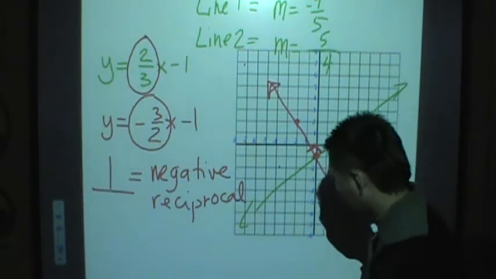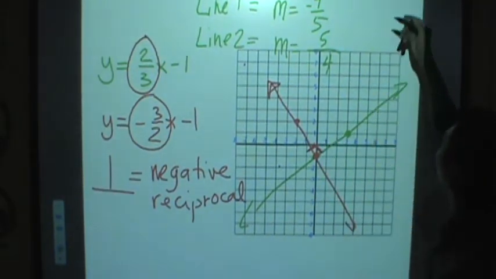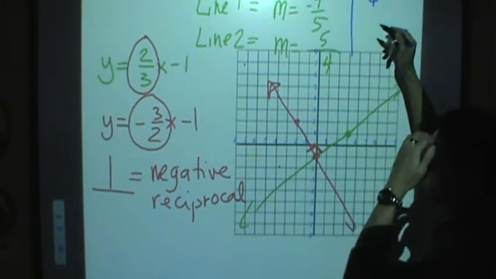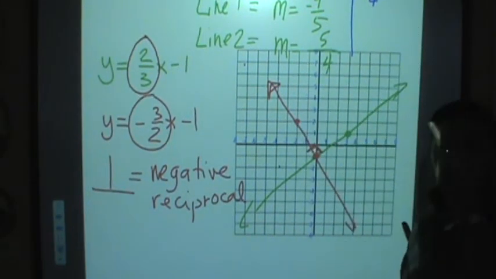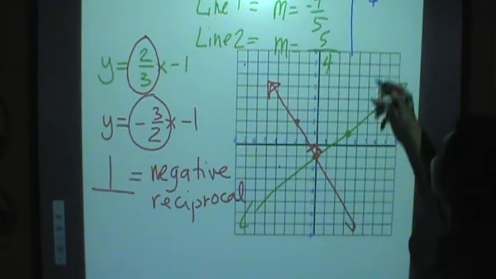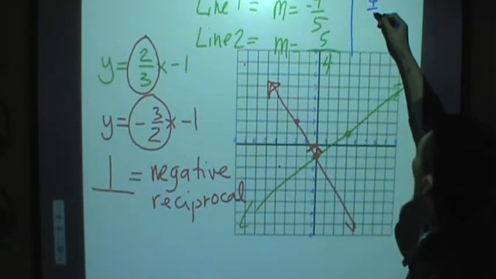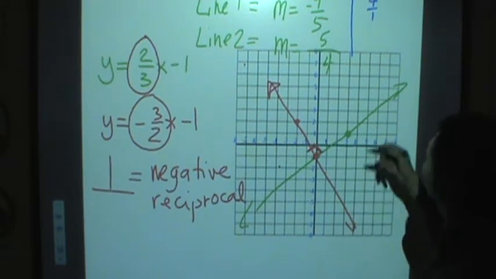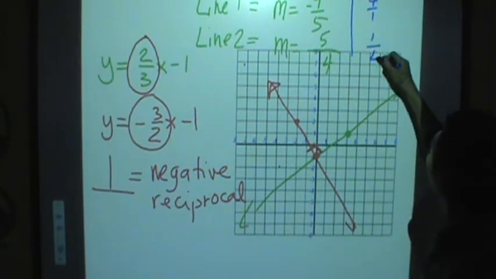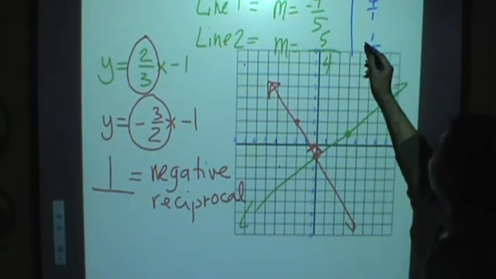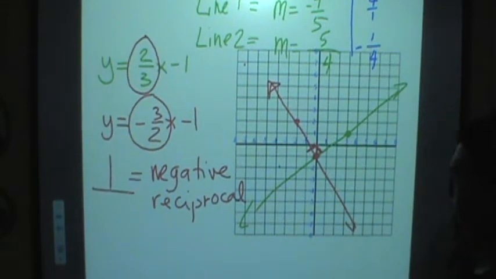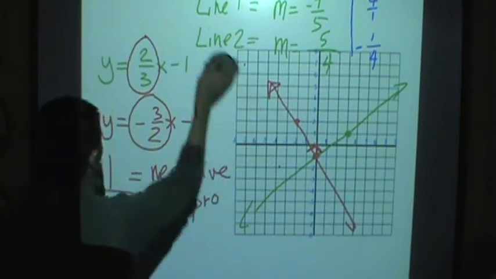So let's say line 1 has a slope of 4. What do you think is the slope of line 2 if the two lines are perpendicular? So you know that 4 has a denominator 1. So to flip it and then change the sign, it becomes 1 over 4. That is positive. That means we have to change it to negative.